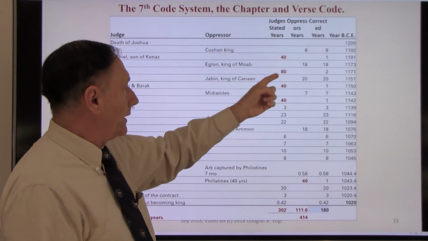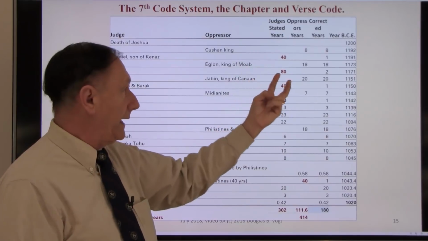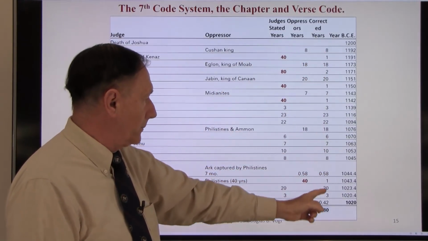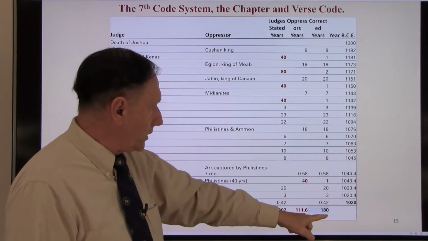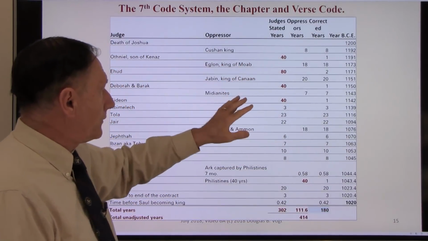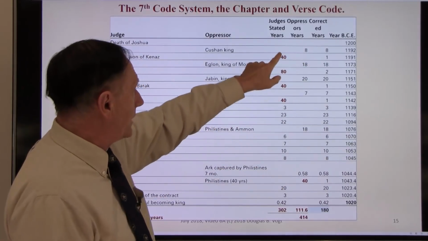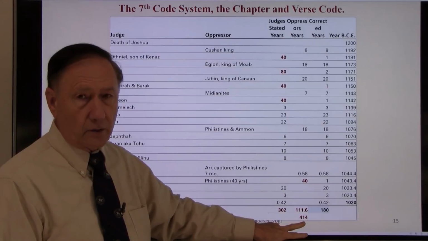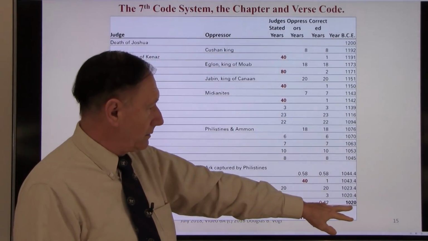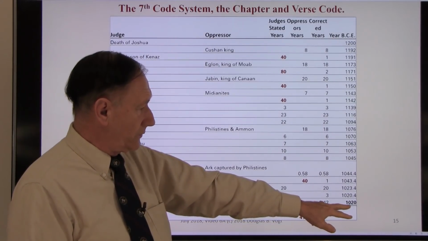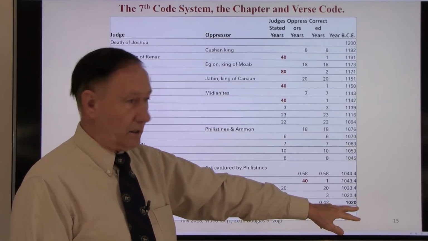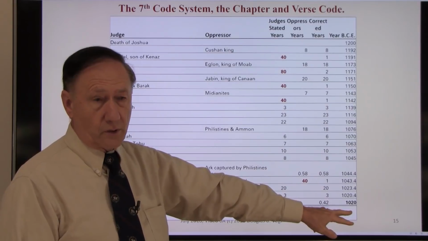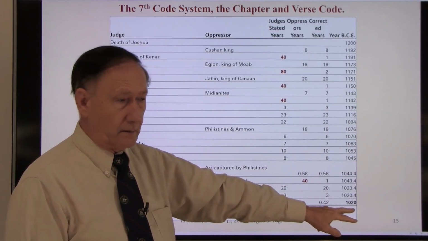If you look at the 40 and the 80, 40 is 1 and 80 is 2, then you replace it. This is the correct numbers. It comes out to 180 years. If you take the surface story of the oppressor years and the judges years, it comes to a total of 414. That's too many years. Now, I get a number for the end of the judges period of 1020 BCE. That's the same year number that Oxford University comes up with also. They're right and I'm right.